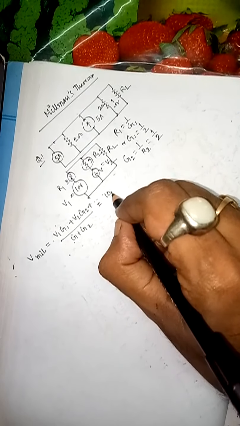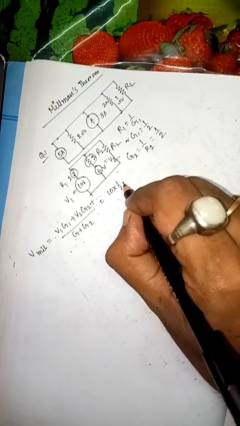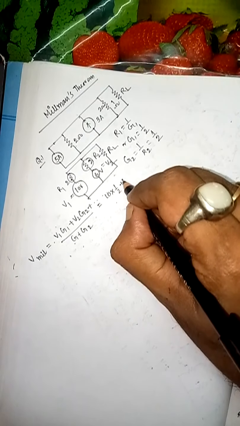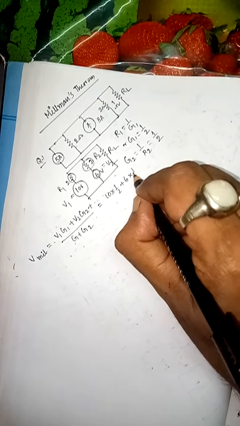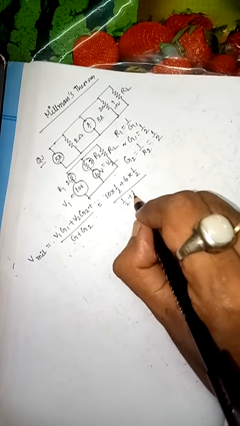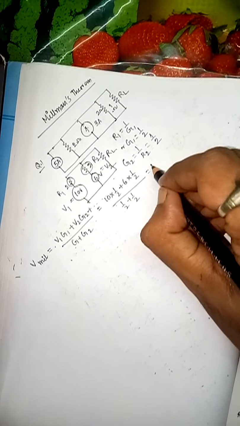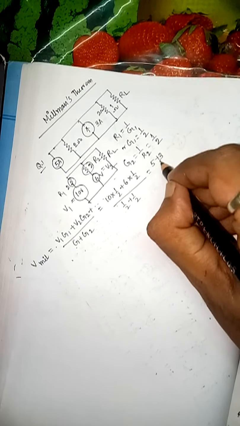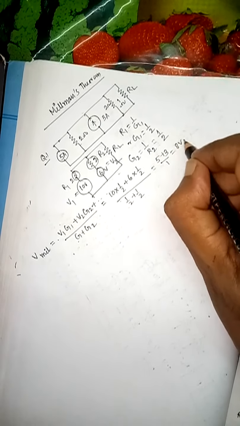So here V1 is 10 volt, into G1, plus 6 volt into G2, divided by half plus half. So this is 5 plus 3 by 1, which equals 8 volt.